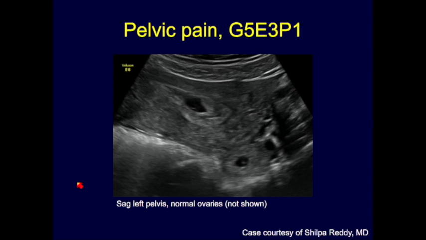So I want everyone to take a look at this case and tell me how they would read it out. You can do it in your mind. This is a pregnant patient who had pelvic pain. She was G5, E3, E3 meaning 3 ectopic pregnancies, and had one child.